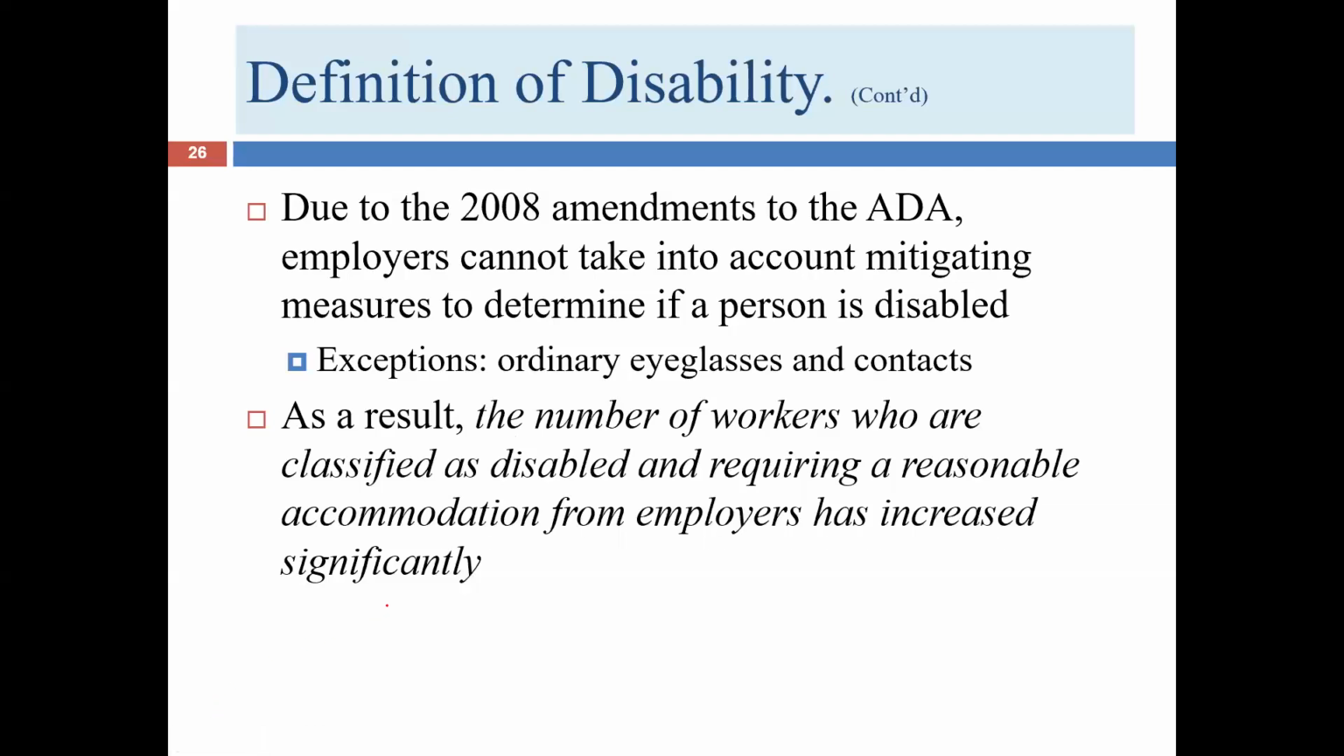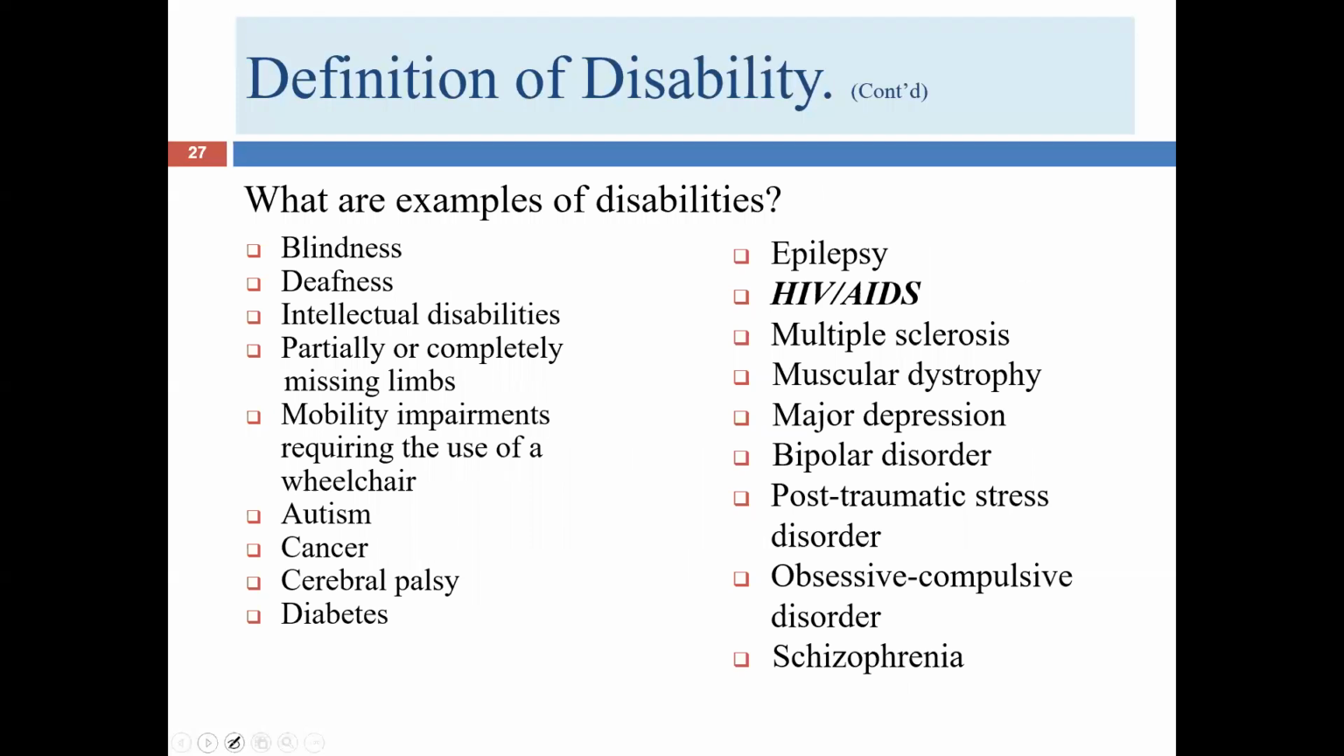We talked about this. So as a result, in 2006, the number of disabled people went from something like this to something like this. Significant increase. So here are some examples, and these are the types of things you would kind of expect that would be disabilities. Blindness, deafness. And again, these wouldn't have to be complete. Complete blindness, complete deafness. So intellectual disabilities, missing limbs, mobility requiring the use of a wheelchair, autism.